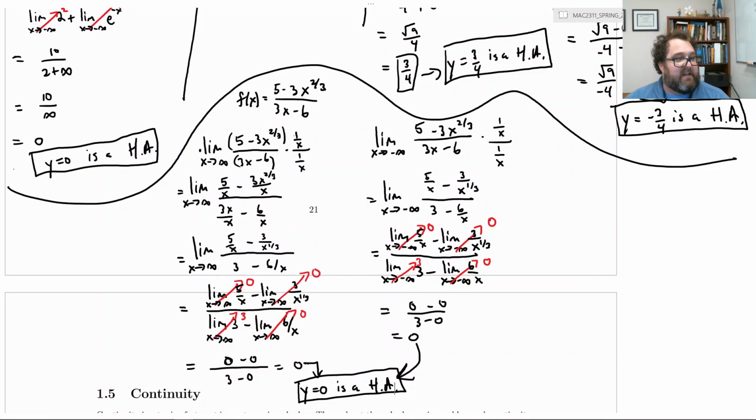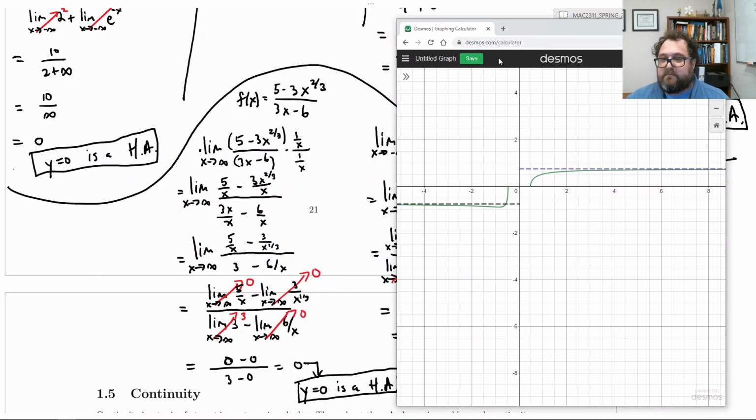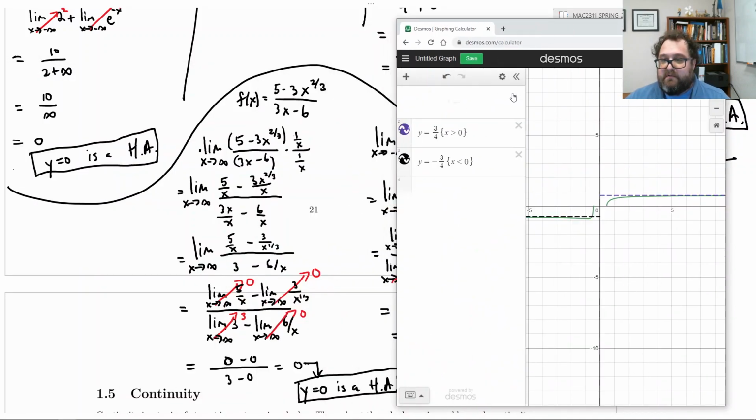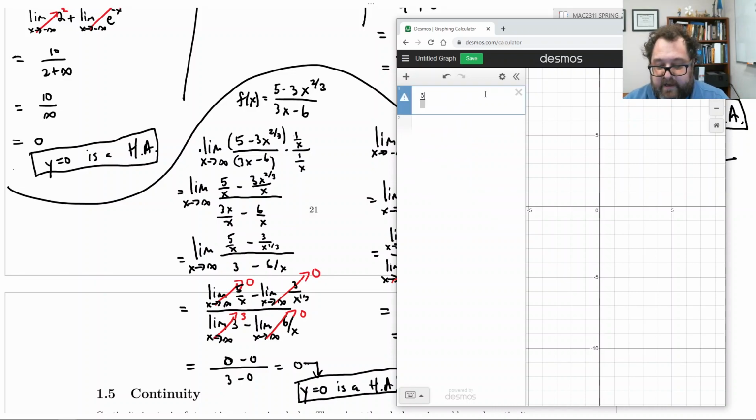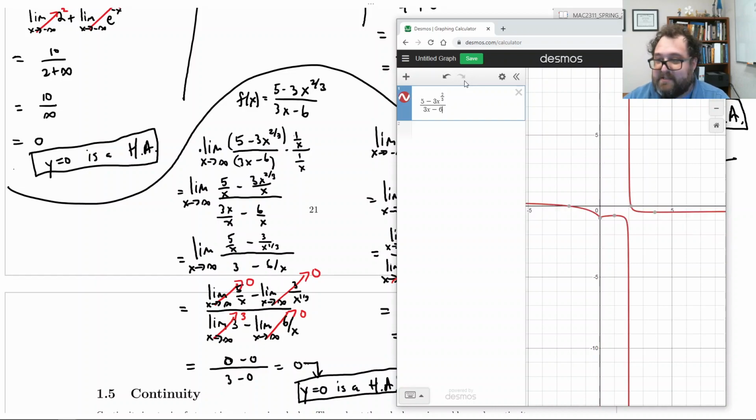Here, let's check out the graph and make sure we're correct. Let's get rid of that function. And now we have 5 minus 3x to the 2/3 over 3x minus 6. Hope that is not right. 2/3 over 3x minus 6.